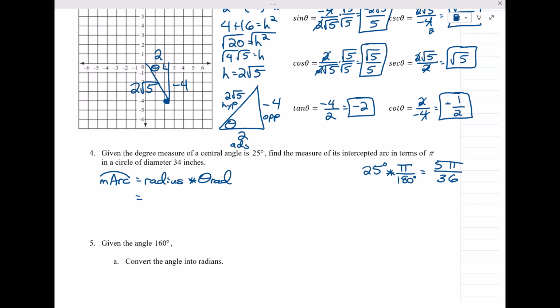If the diameter is 34, the radius would be 17. So we're going to do 17 times 5 pi over 36. And if we type this into our calculator, 17 times 5 over 36, the answer is just 85 pi over 36. That's what the answer would be.